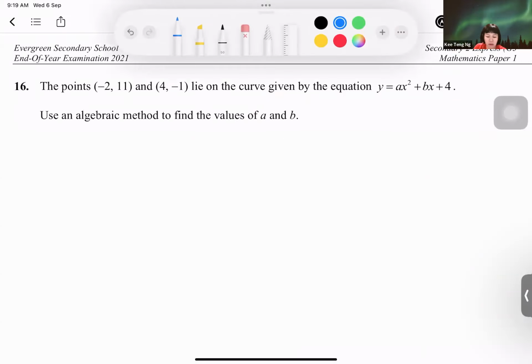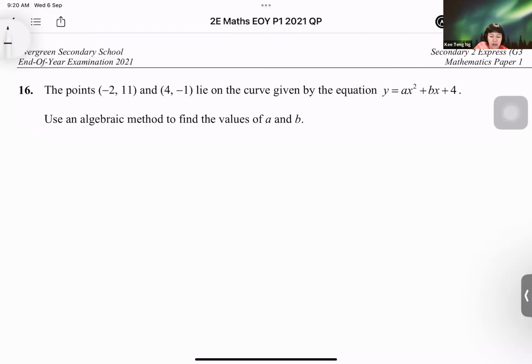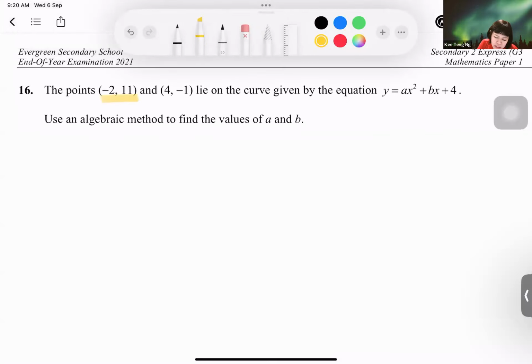A bit longer, but I will try to go a little slower to explain the details. The points over here lie on the curve given by this equation. The version that we had in the common test, WA, gave you the x-intercept, and then you work backwards to find the equation. But now, these values are not x-intercepts or y-intercepts, and my equation has two unknowns, letter A and letter B.